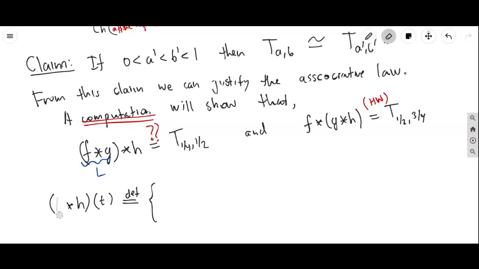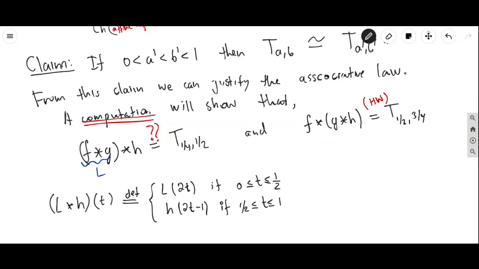We first move along L twice as fast, because there's two of them. We move along L twice as fast. So this is going to be L of 2t, if t is between 0 and 1/2. And then, after that, we move along h. So then we do h of 2t minus 1 if t is between 1/2 and 1. So that's just the definition. If you go back and look at the way path juxtaposition is defined, it's just moving along this one and then moving along that one, but twice as fast. So you connect the two paths together.